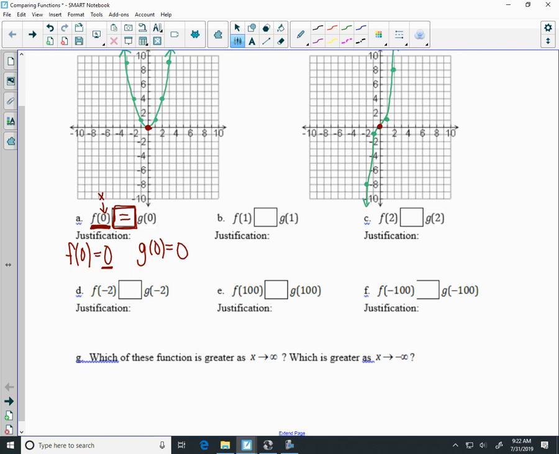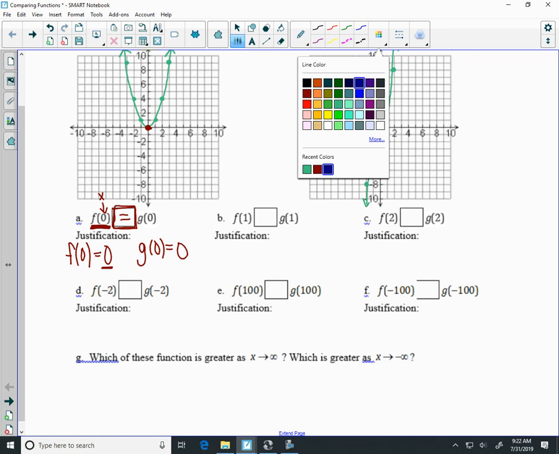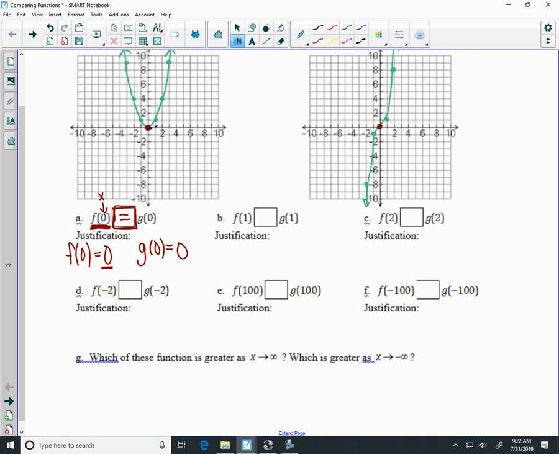Okay, f of 1. So at 1, f of x is 1. At 1, the y value is 1. At x equals 1, there's your y. Y equals 1. So g of 1 is also 1. So f of 1 and g of 1 are equal.